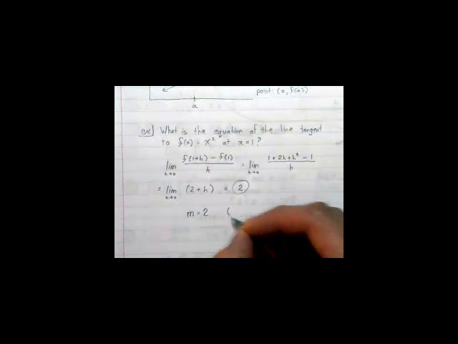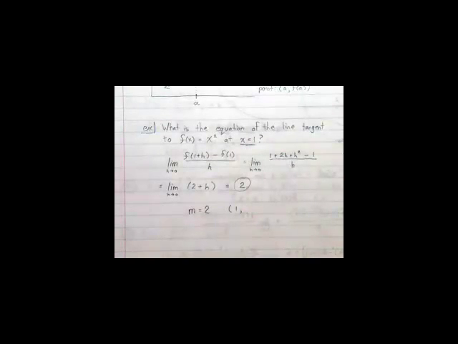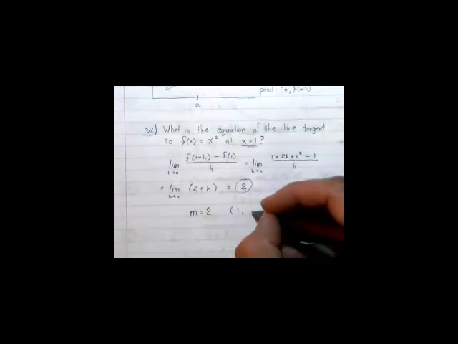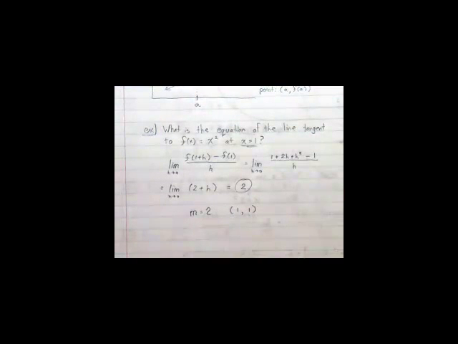And a point that it goes through. Well, we were looking at x equals 1. So what's f of 1? That's the y-coordinate of this point. What's f of 1? 1. So we need to make a line that has a slope of 2 and goes through the point (1, 1).